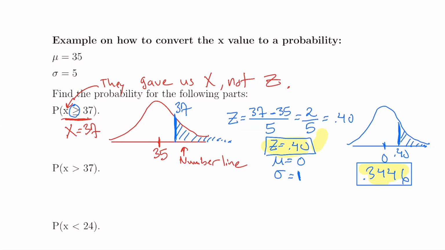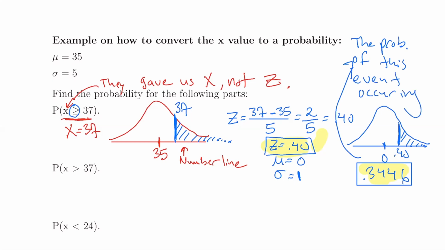All right, and for Brianna, the 0.3446, that represents the probability of this occurring. So when we find this, it is the probability of this event occurring. So that's it for that first one. Any question in regard to that first one?